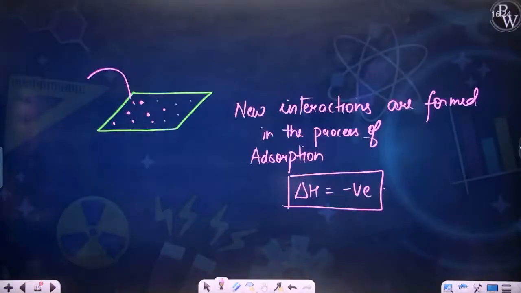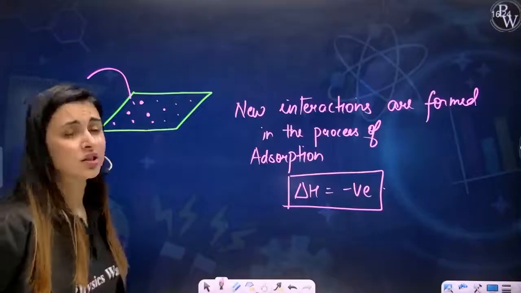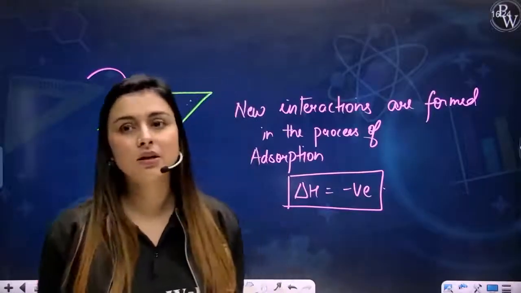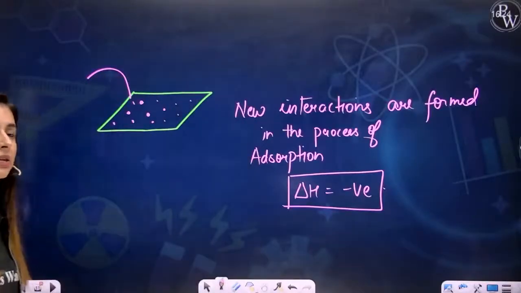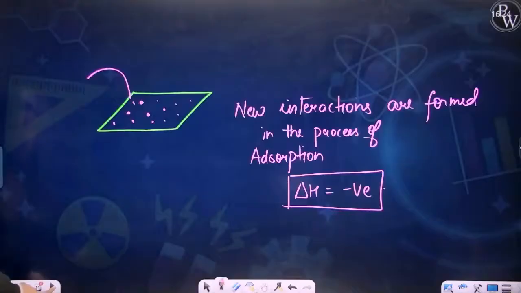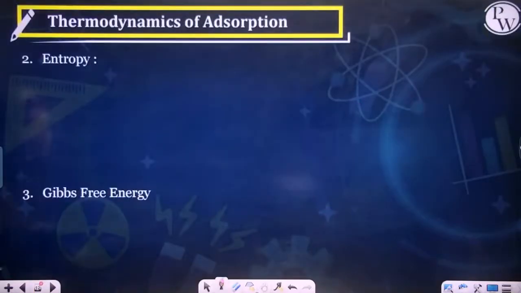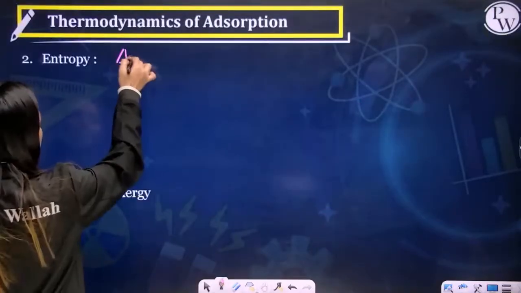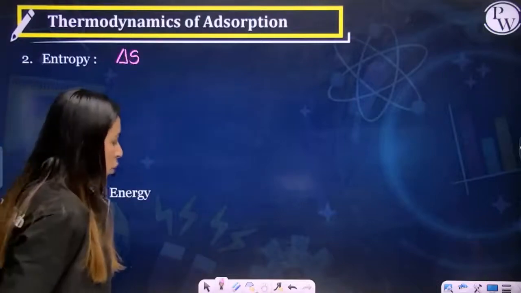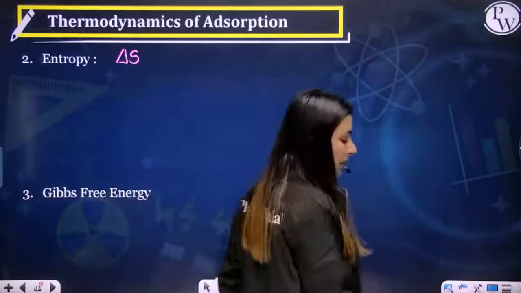I hope you've written it. This was the first thermodynamic term which we understood. Now we'll be understanding the other thermodynamic term. The other thermodynamic term is entropy, and entropy change is given by delta S. Now, what is entropy change? We need to understand that.